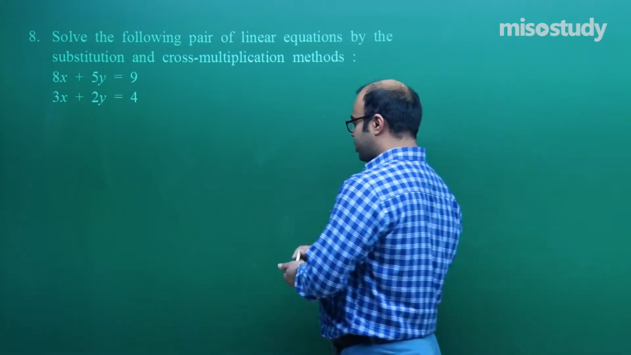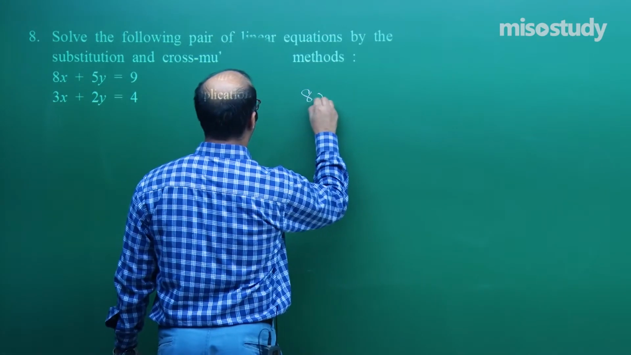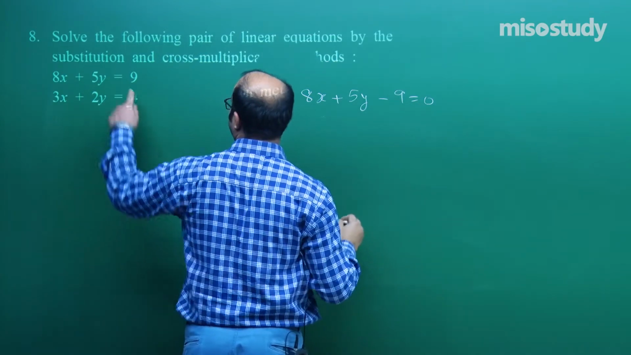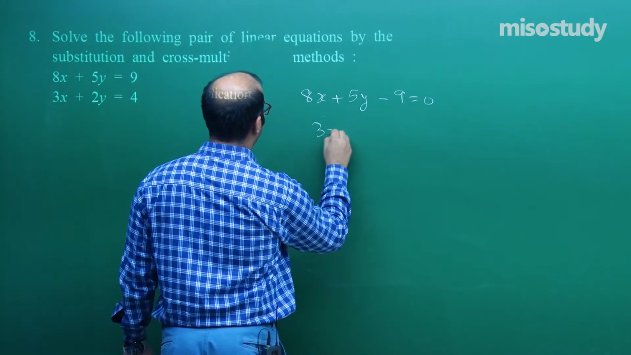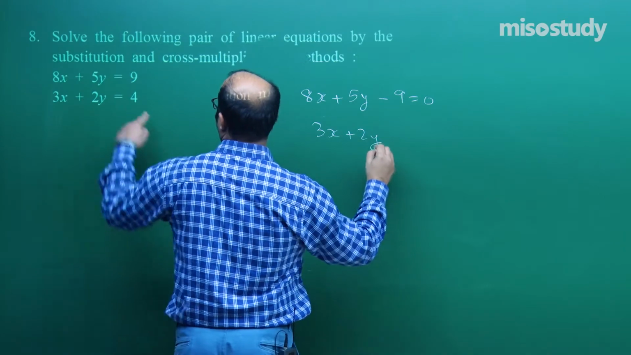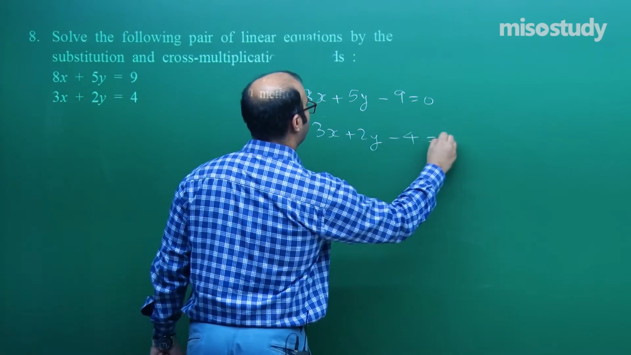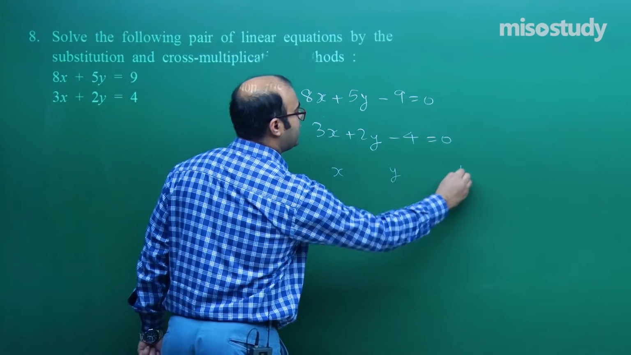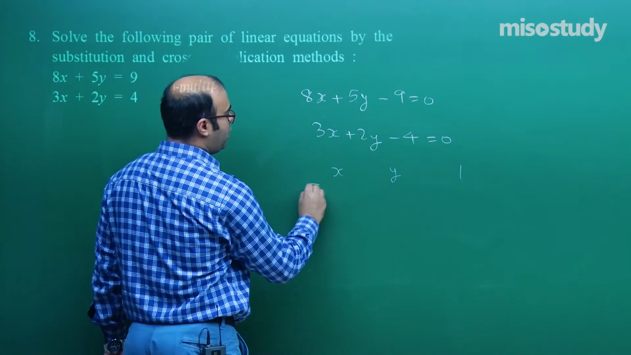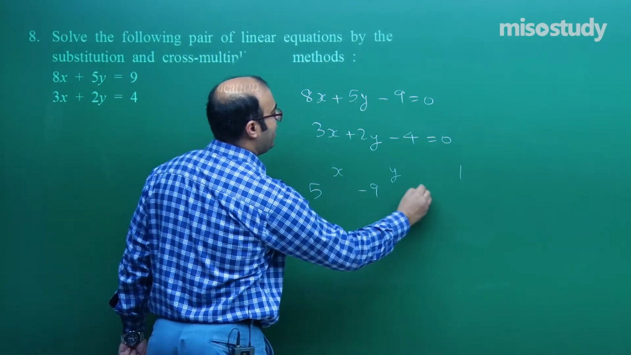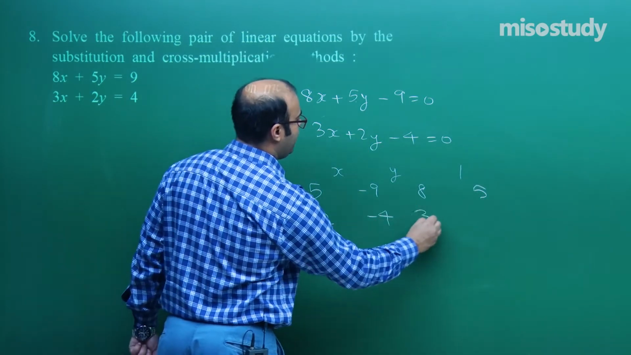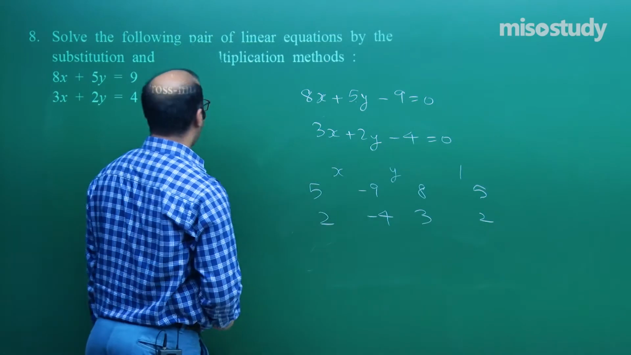So cross multiplication says, if we have 8x plus 5y minus 9 equal to 0, let us take 9 here, and 3x plus 2y minus 4 equal to 0, let us take 4 here. So in cross multiplication, what is the arrangement? x, y, 1 is taken. From b we will start: 5, minus 9, 8 and then 5. From here we will take 2, minus 4, 3 and 2. Now what we will do?